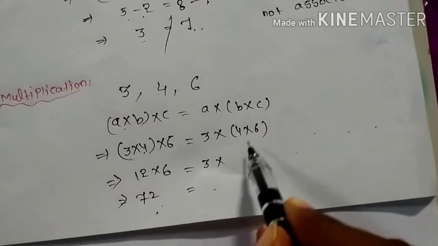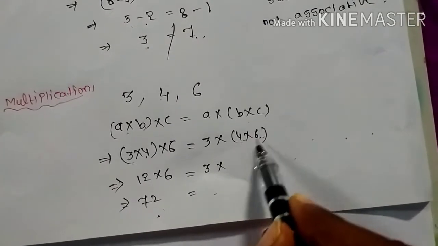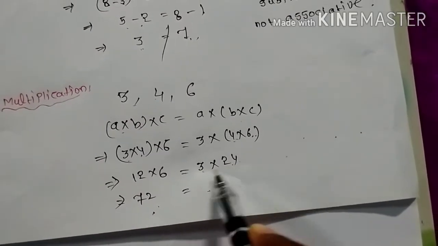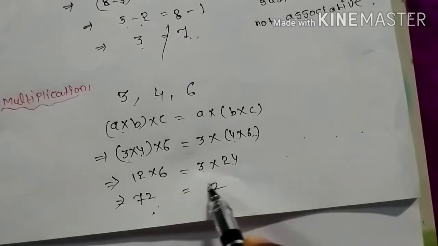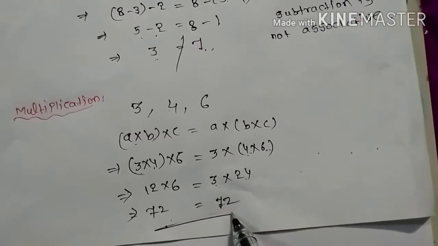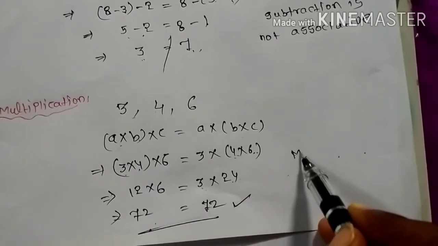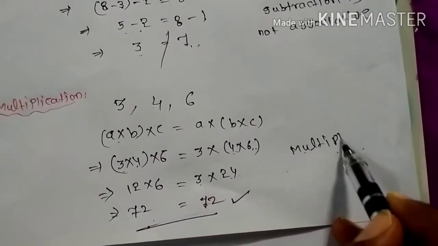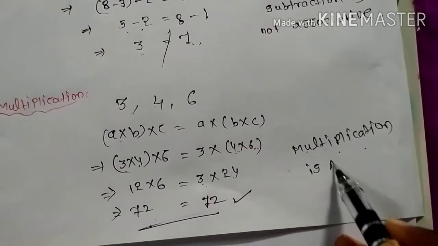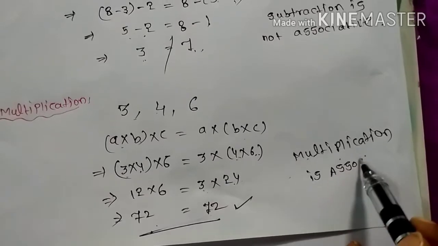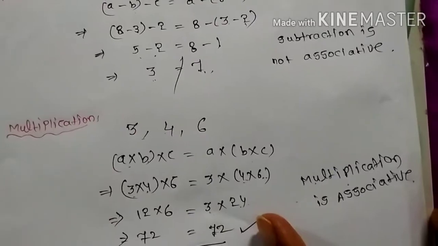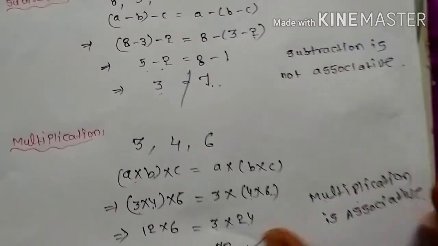Next, 3 into, in the brackets first you do 4 into 6, which is 24. You know that 3 into 24 is 72: 3 into 4 is 12, 3 into 2 is 6, 6 plus 1 is 7. Is it equal or not? 72 is equal to 72. So you can write here: multiplication is associative. Simple, multiplication is associative.